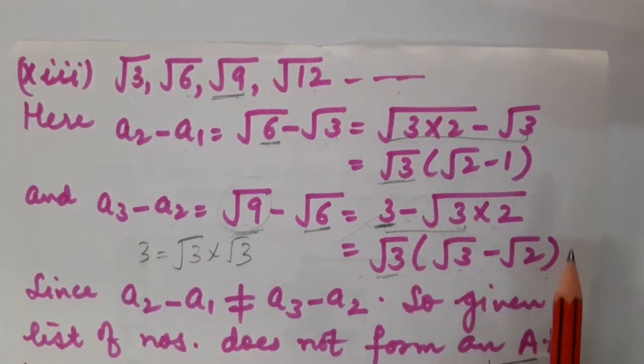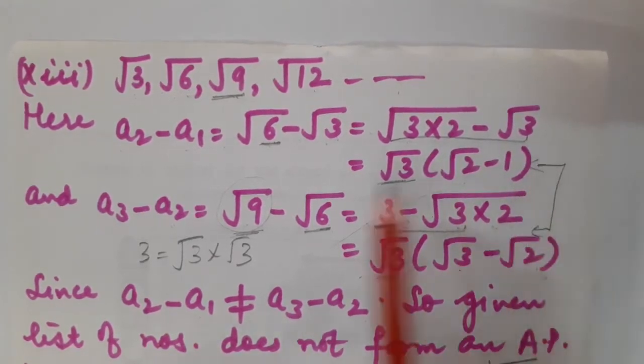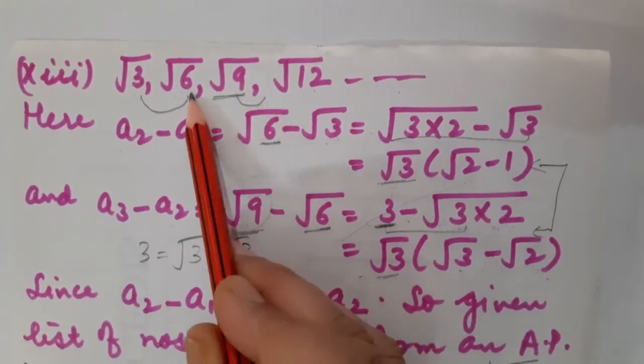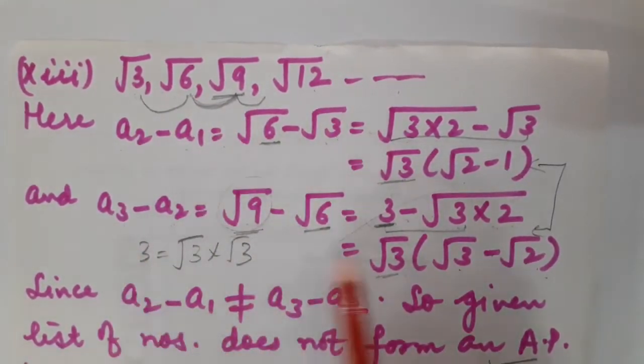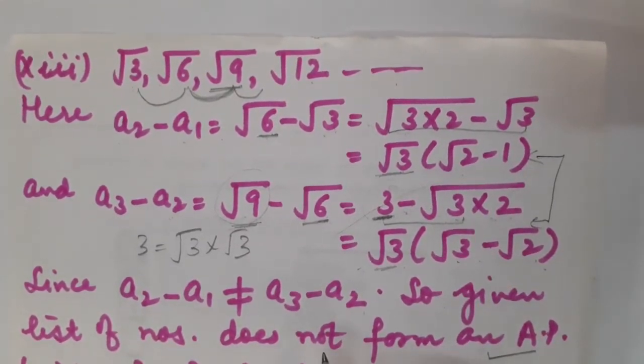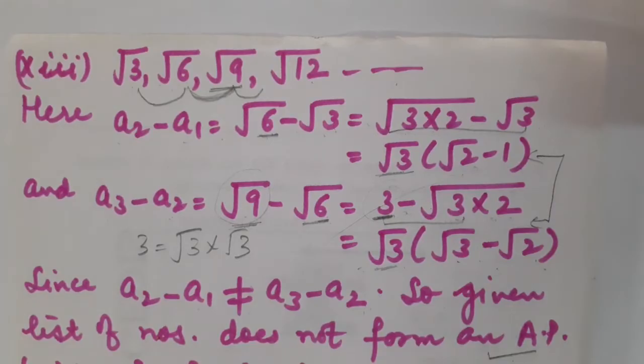Fine. So children, while finding the common difference, you can just observe one thing: as the differences are not the same, we cannot call them the common difference. Correct? Since A2 minus A1 is not equal to A3 minus A2, the differences are different. Correct? So the given list of numbers is not going to form an AP. Correct?